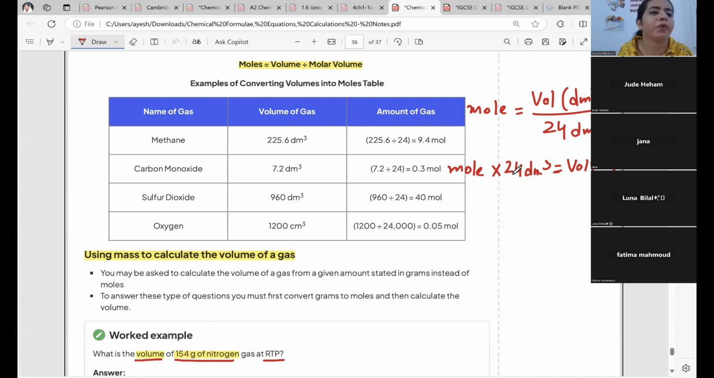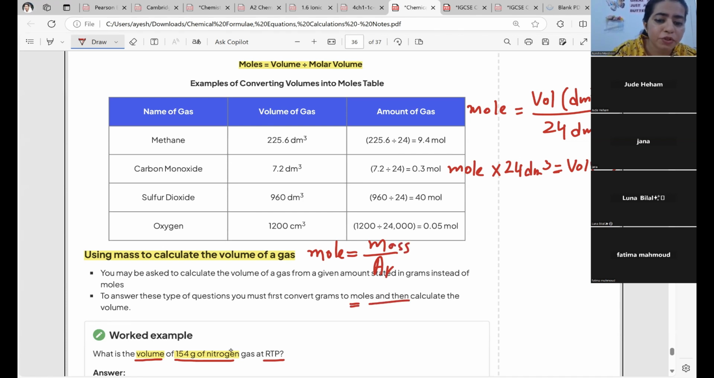Molar volume is 24. Okay. Volume we have to find in dm cube. Molar volume is 24 and moles we can find from mass. Right? Yes. Okay, so now tell me how you can find the moles. Moles will be equal to mass over AR of nitrogen. So mass over AR is going to be moles.